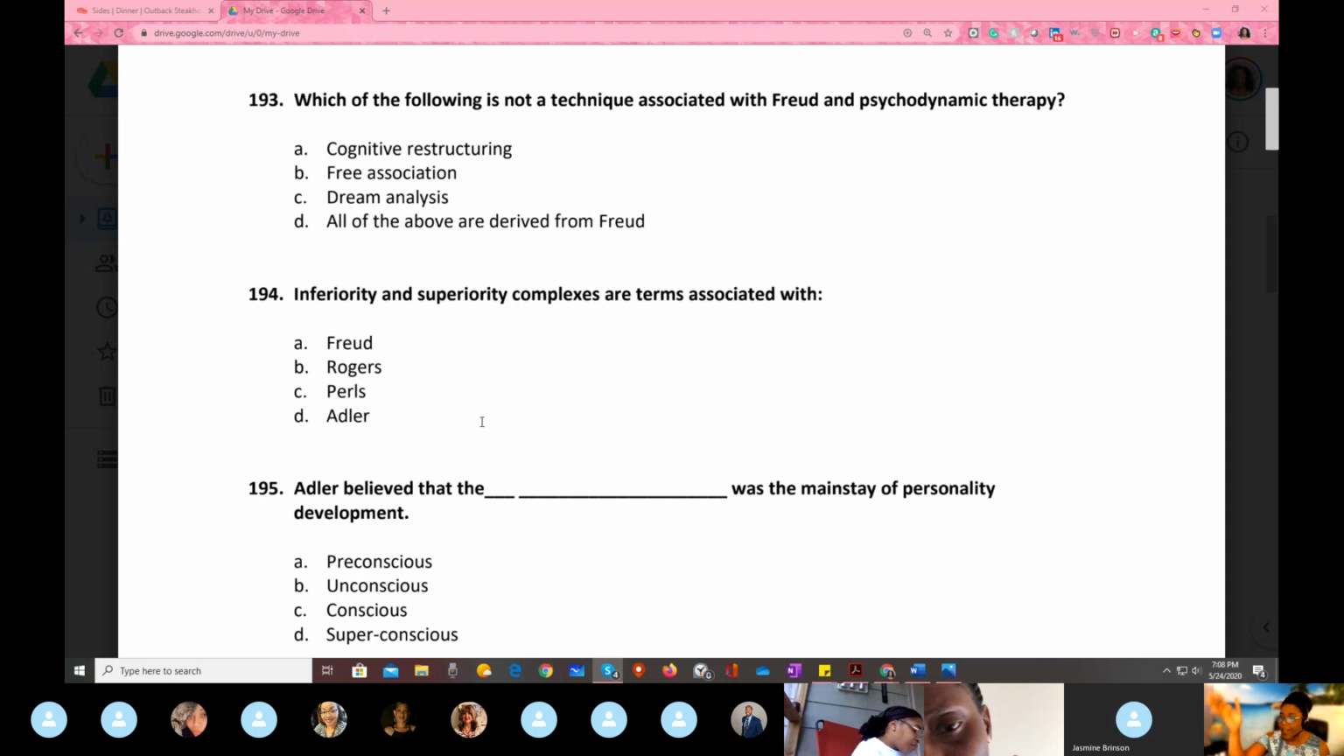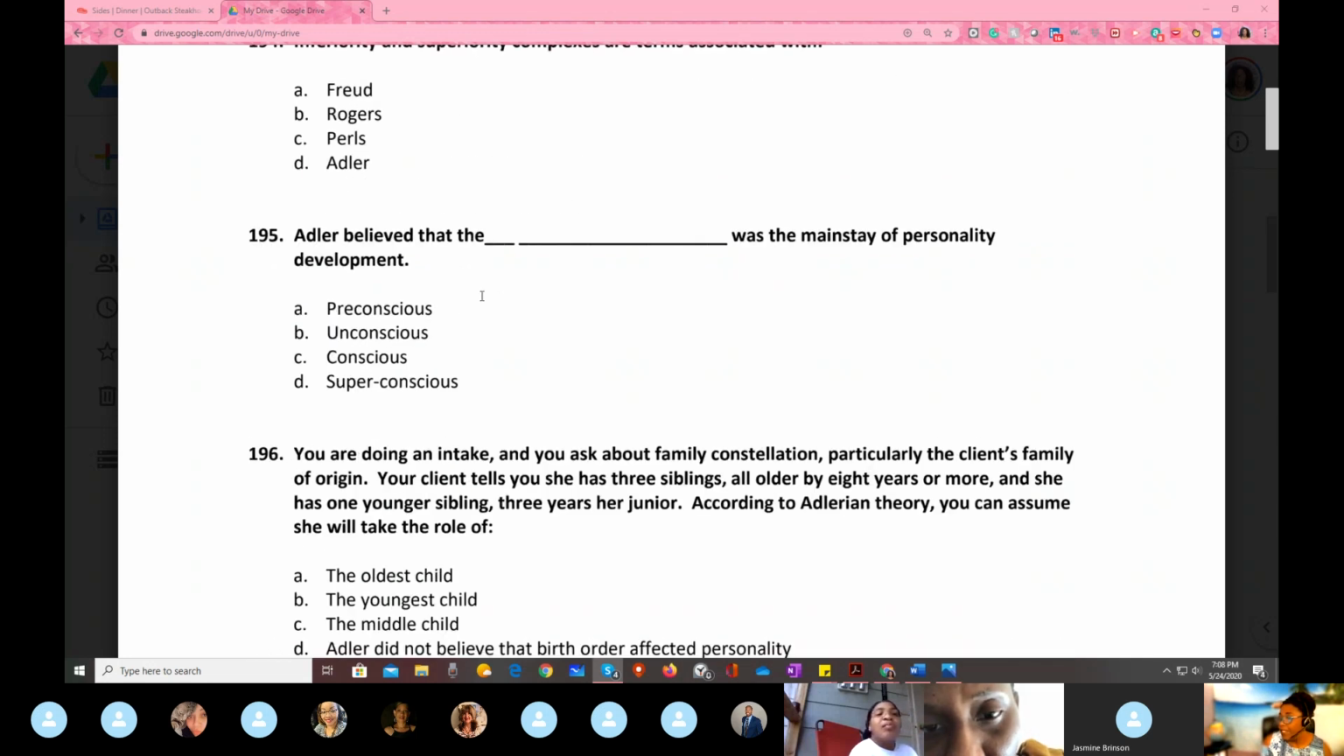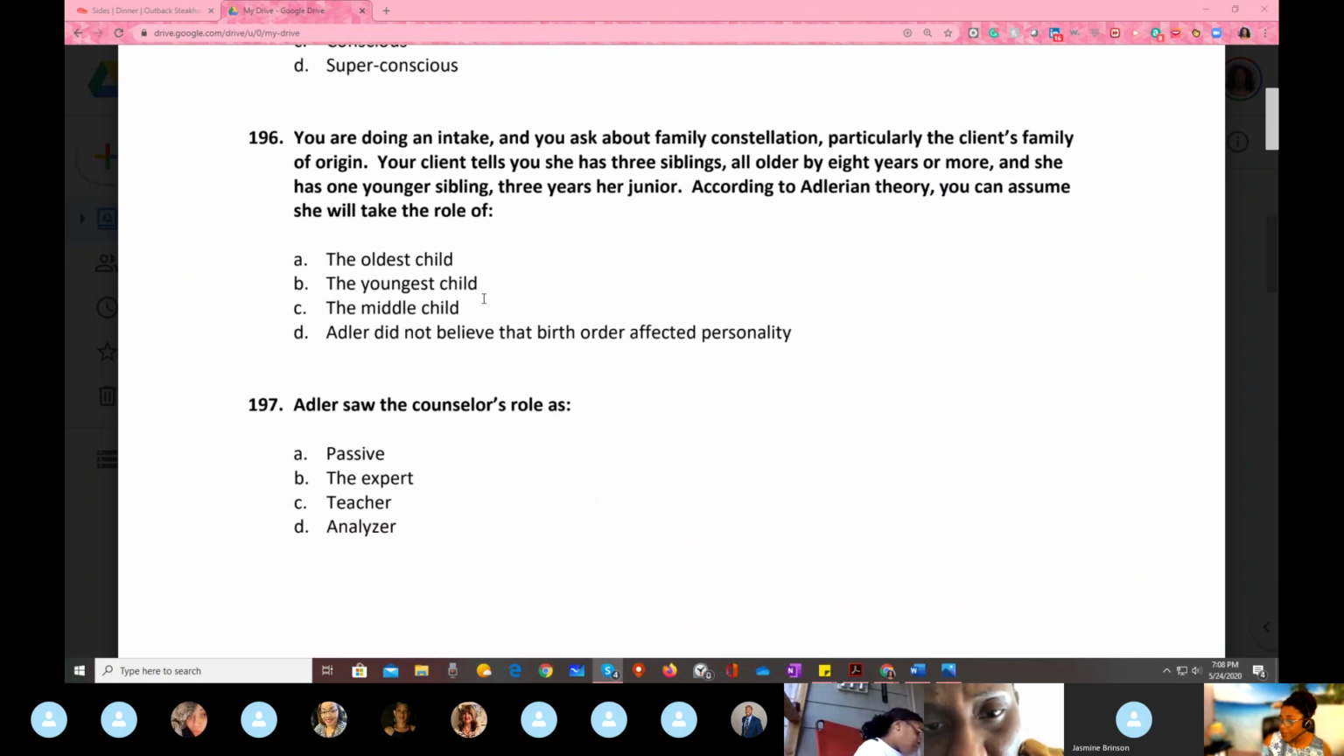Adler believed that our birth order mattered. He talked about family constellations, and that many times we are struggling just to get that birth order to be where we're supposed to be. And if we're born second, first, last, all those good things.